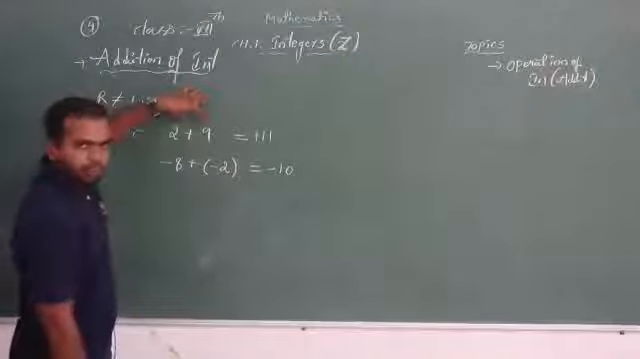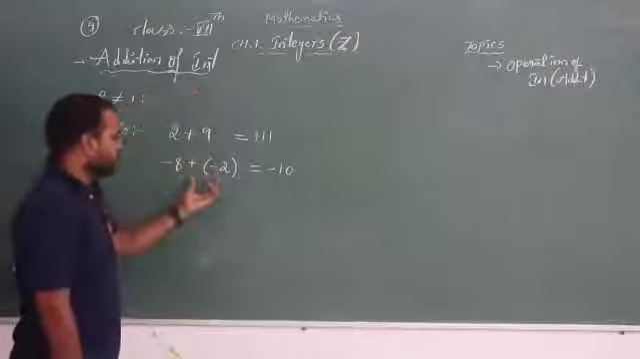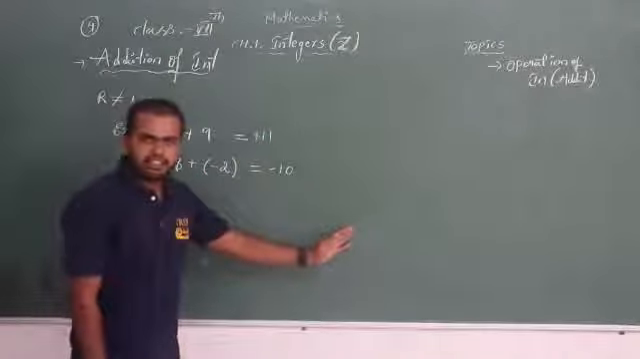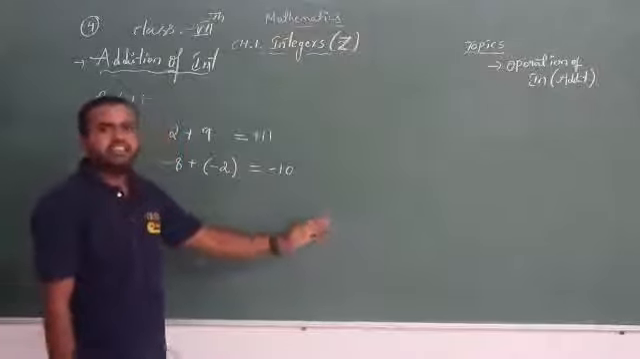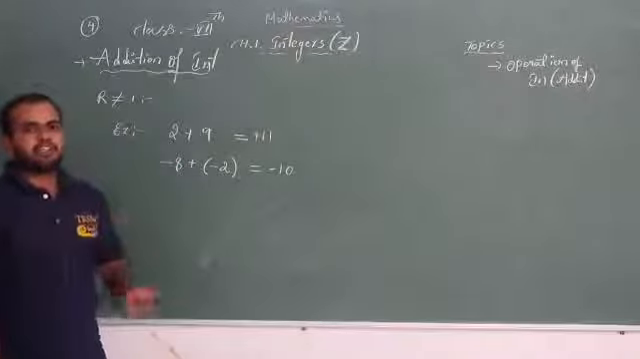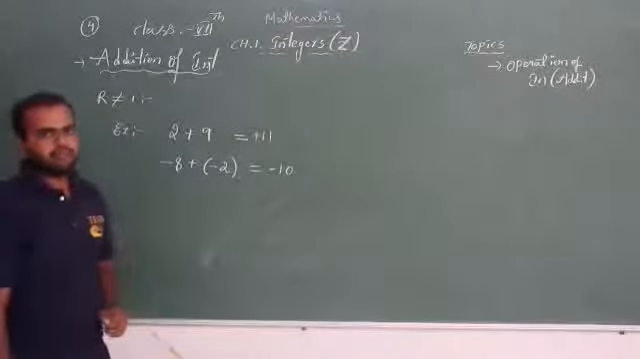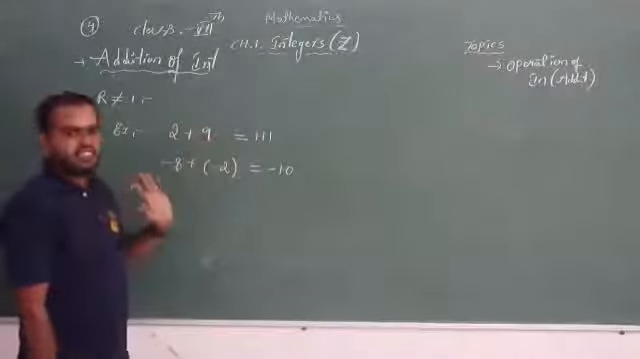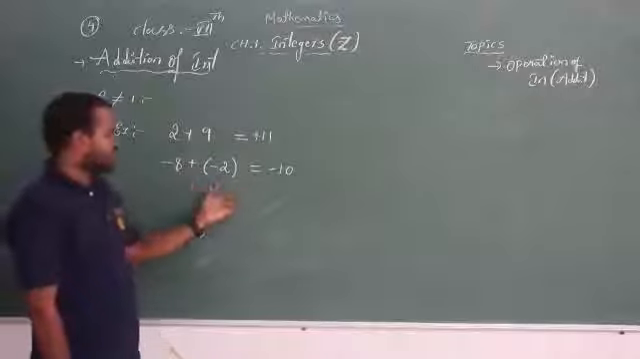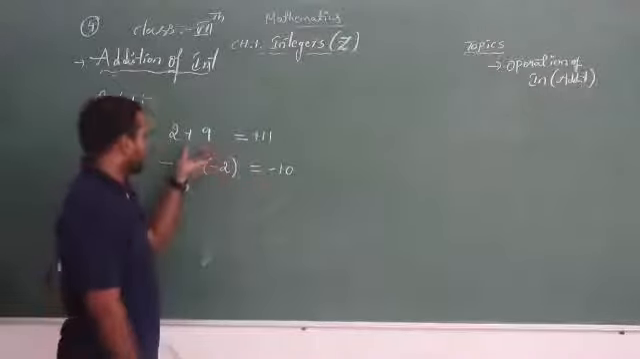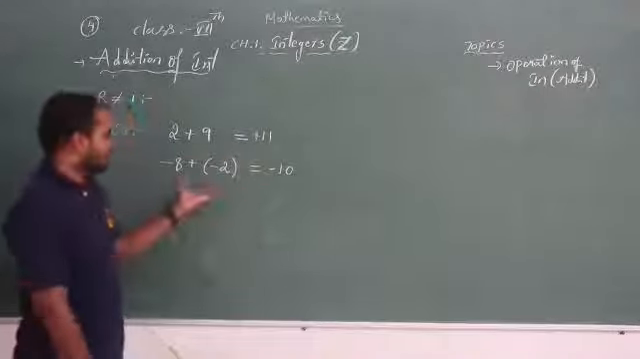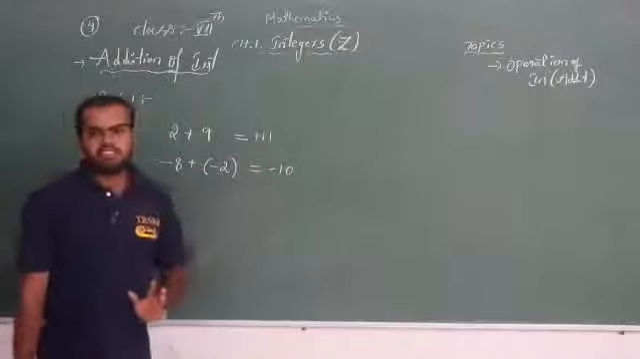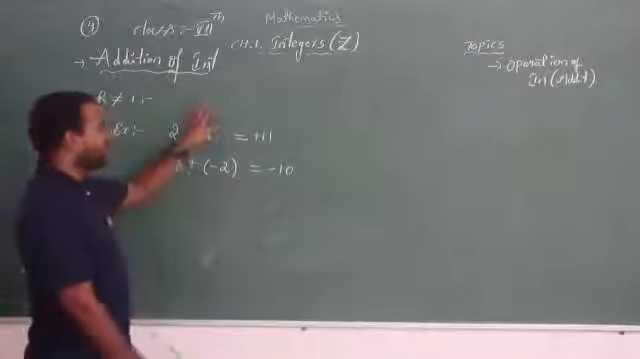Whenever we are adding two positive integers or two negative integers, we have to add the numbers and then take that particular sign in front of the sum. If both are positive numbers, we take plus. If both are negative numbers, we take the minus symbol. So both positive, add. Both negative, also add, but take the symbol minus. This is rule number 1.